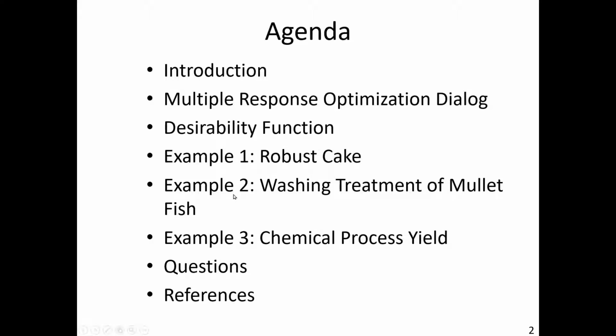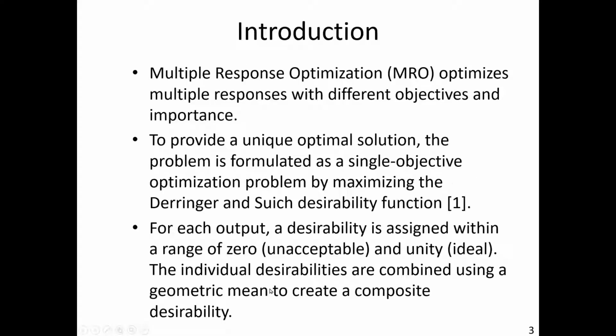Example 2 is the washing treatment of mullet fish. And this is a new example. That's something that we have not used before. And so that'll be an interesting one where in food sciences, they have a washing treatment and things like whiteness and springiness are parameters of interest. And it's a multiple response optimization problem. Example 3, time permitting, I'll talk about that: chemical process yield from Montgomery's textbook on design of experiments, and then questions and references.